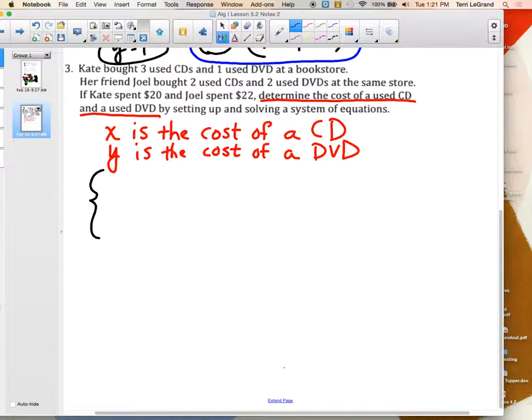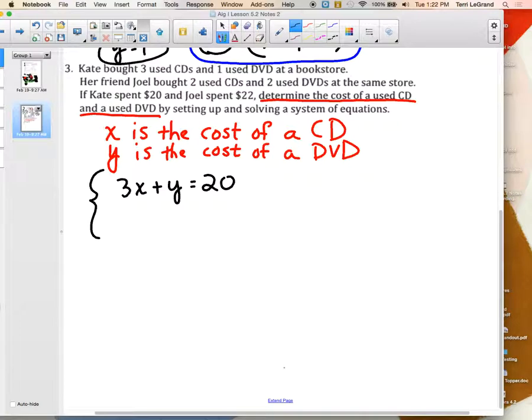Okay, let's use a system of equations now to problem solve this, to figure out how much a CD did cost and how much a DVD did cost. Morgan? 3x plus y equals 20. Okay, so tell me where you got that. The 3 used CDs. Okay, so 3 is the number she bought times how much each of them cost, plus what's the y? She bought one DVD at a cost of y.